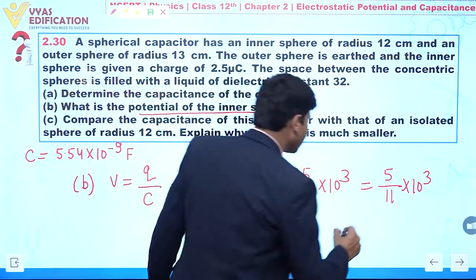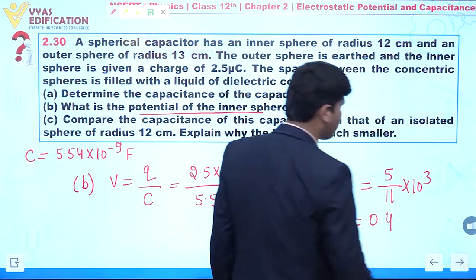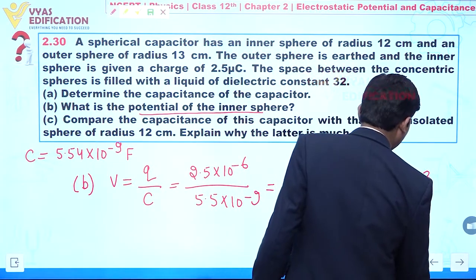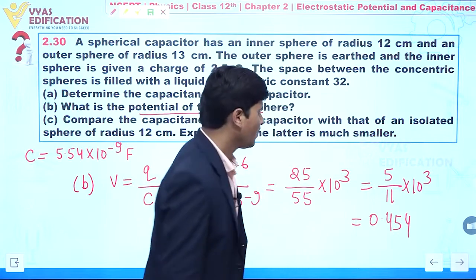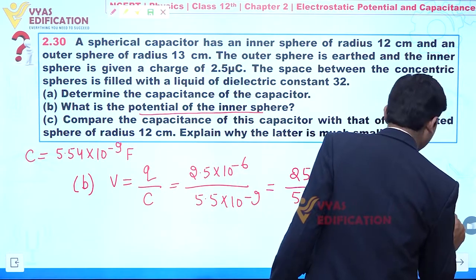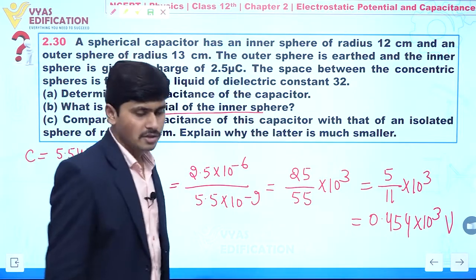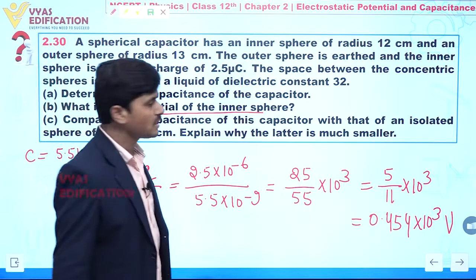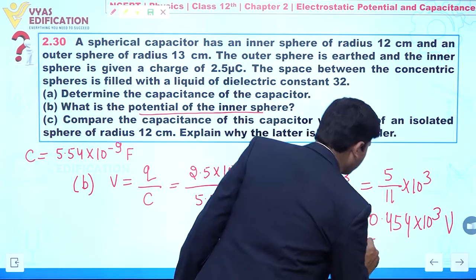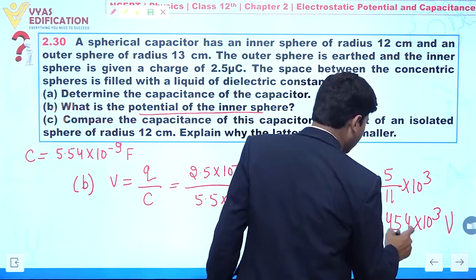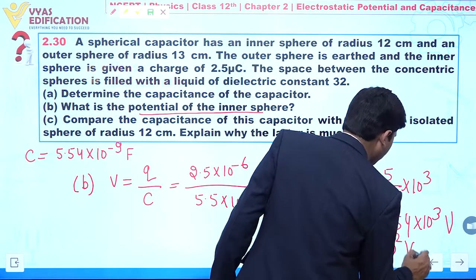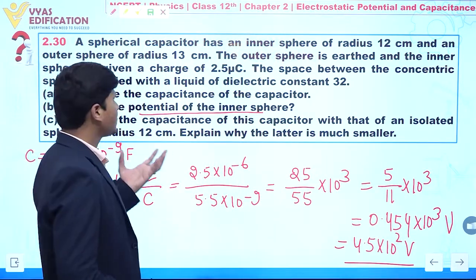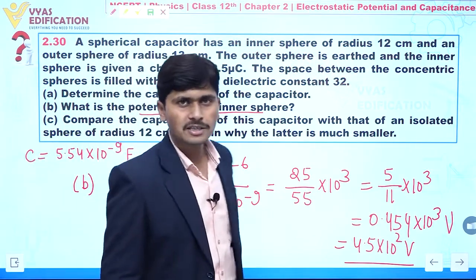Now we can say this is equal to 0.4, we have 6 left, then 5, we have 5 left, then again 4, and this is 10 to the power 3, and we get this value in volt. So the value of potential is 4.5. If we multiply with 10, we divide with 10, so this is 10 to the power 2 volt. So 4.5 into 10 to the power 2 volt is the potential of the inner sphere. Clear to everyone?